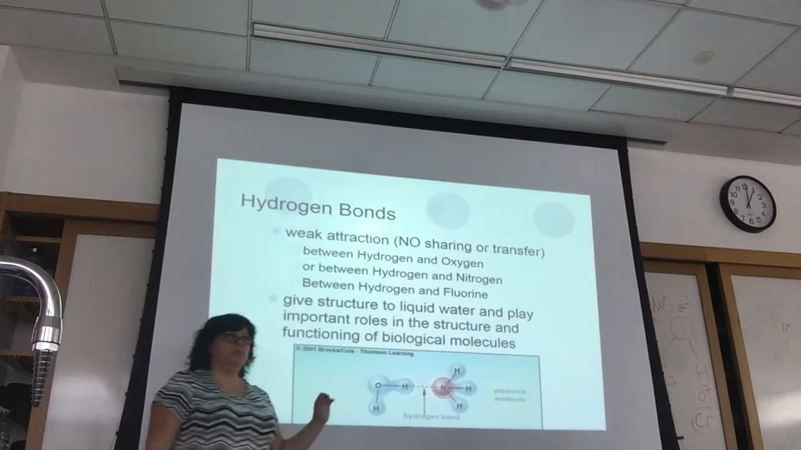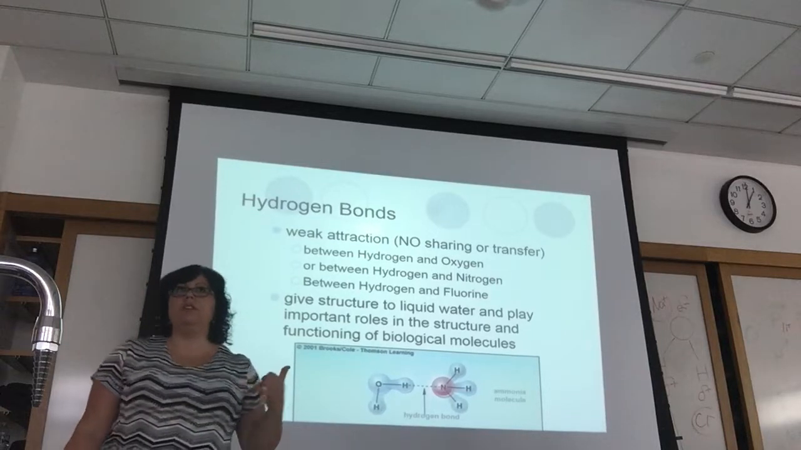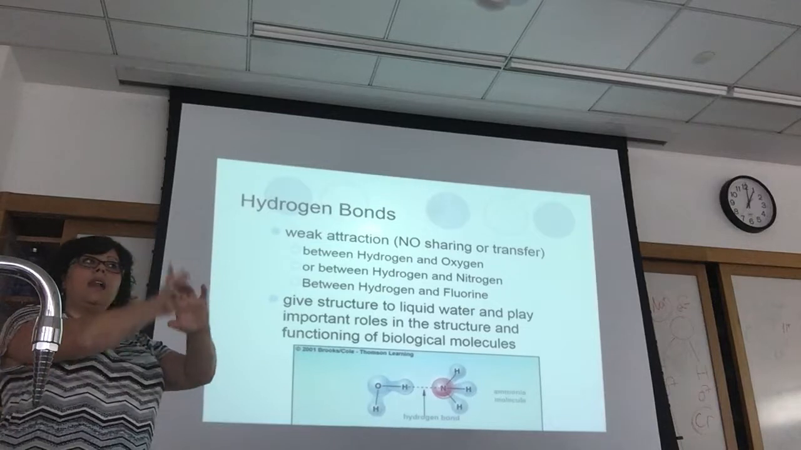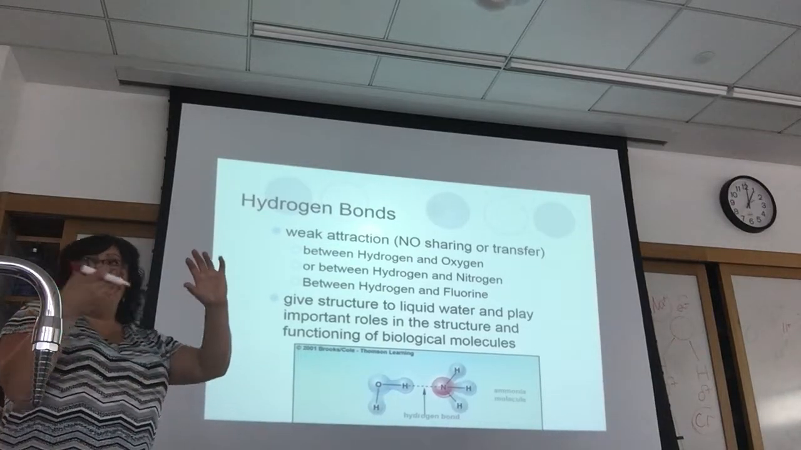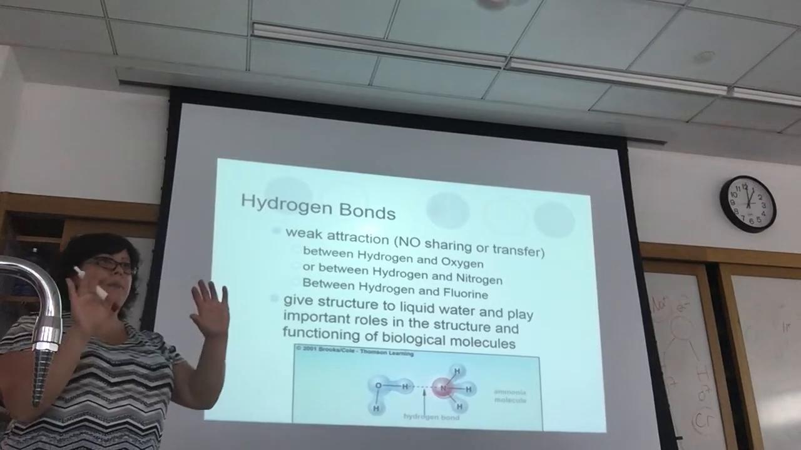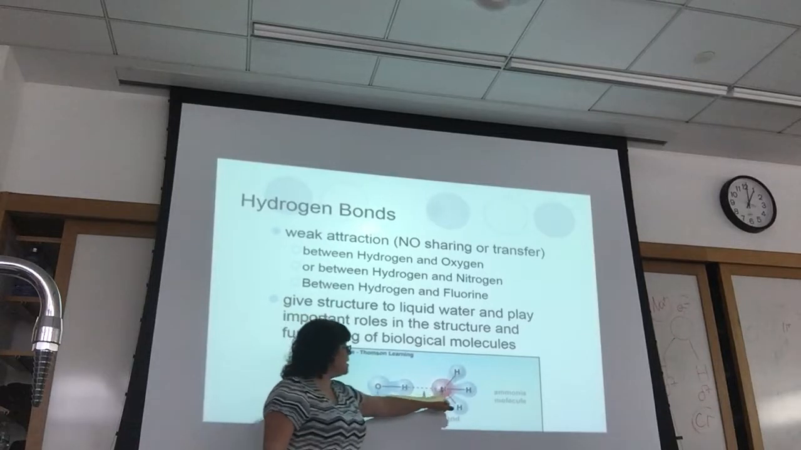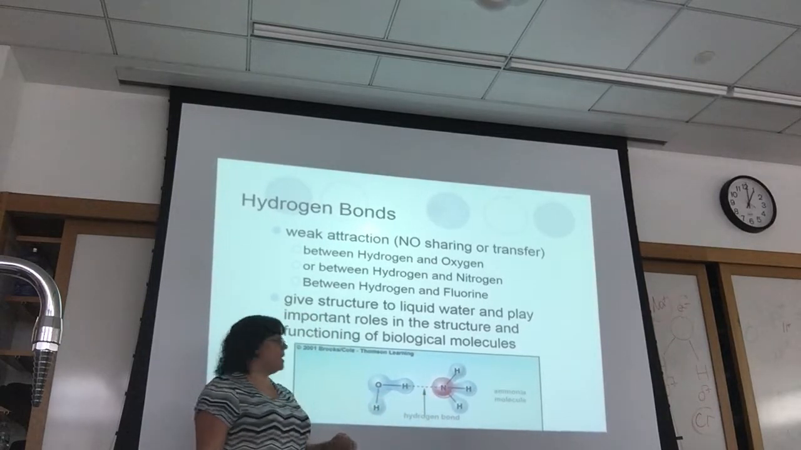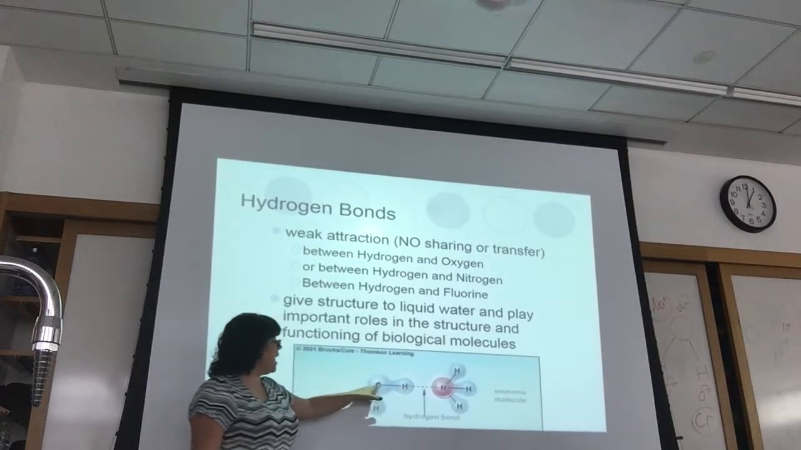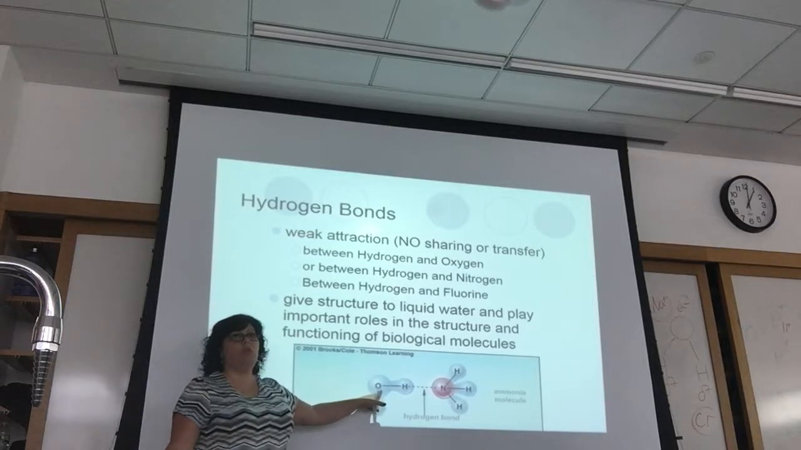Not every bond though that involves hydrogen is a hydrogen bond. We looked at the methane before, the carbon with the 4 hydrogens. Those were not hydrogen bonds, even though they involved the hydrogen atom. They were single covalent bonds. But this one here, this dashed line, that is a hydrogen bond. It's different from this one. The bond here between the hydrogen and the oxygen is a single covalent bond. It's a single polar covalent bond.